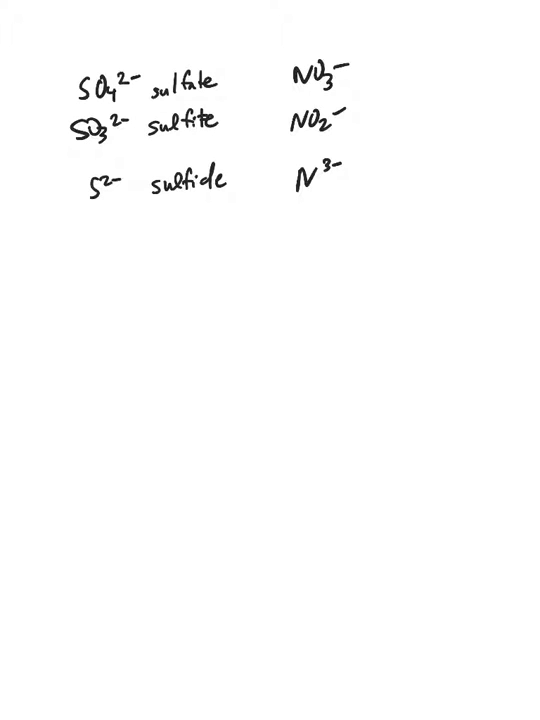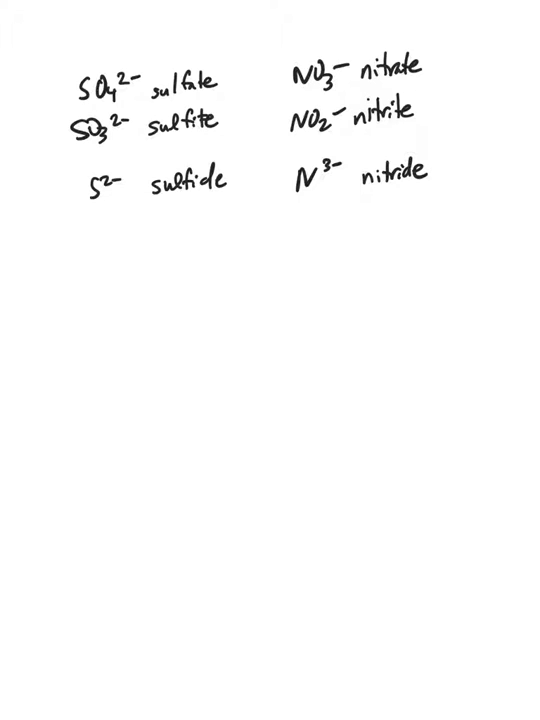Let's look at 3 ions that contain nitrogen. NO3 minus, NO2 minus, N3 minus. The first one is nitrate. The second one is nitrite. And the last one is just a monatomic ion, and it's nitride. Nitrate, nitrite, and nitride.